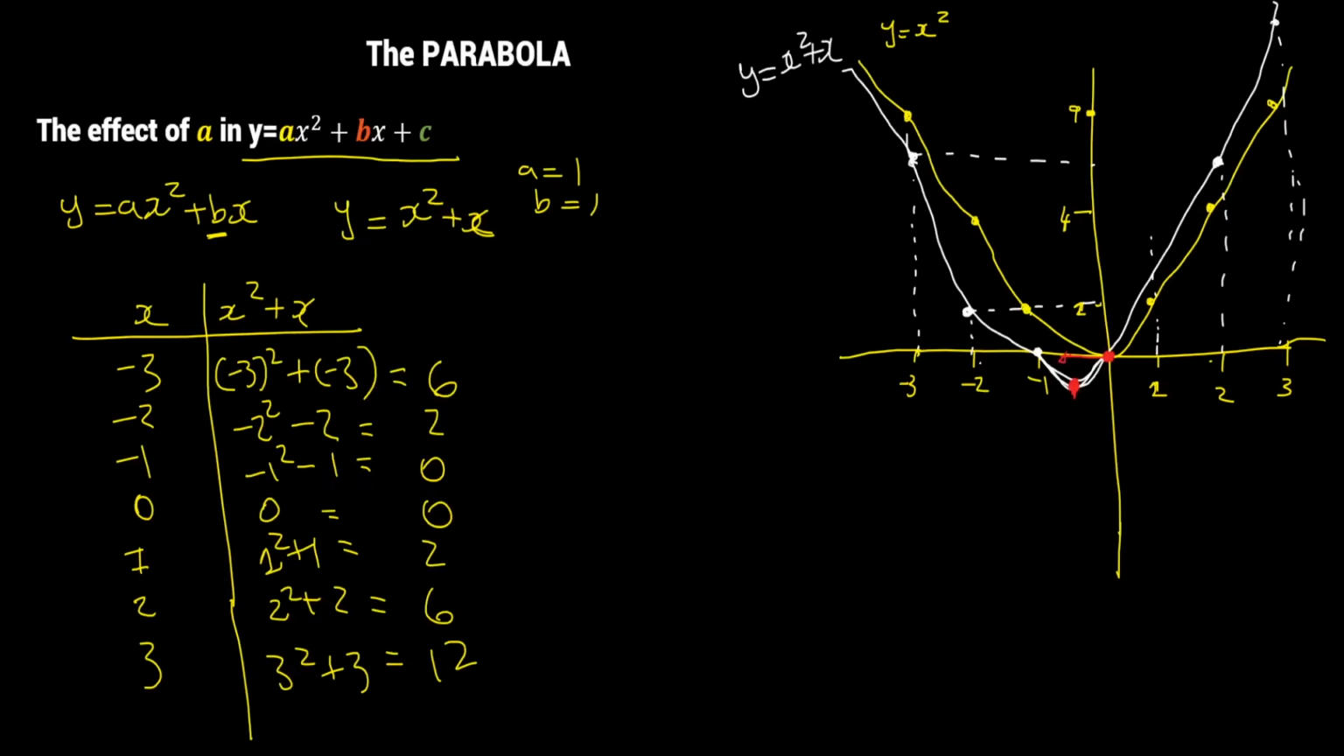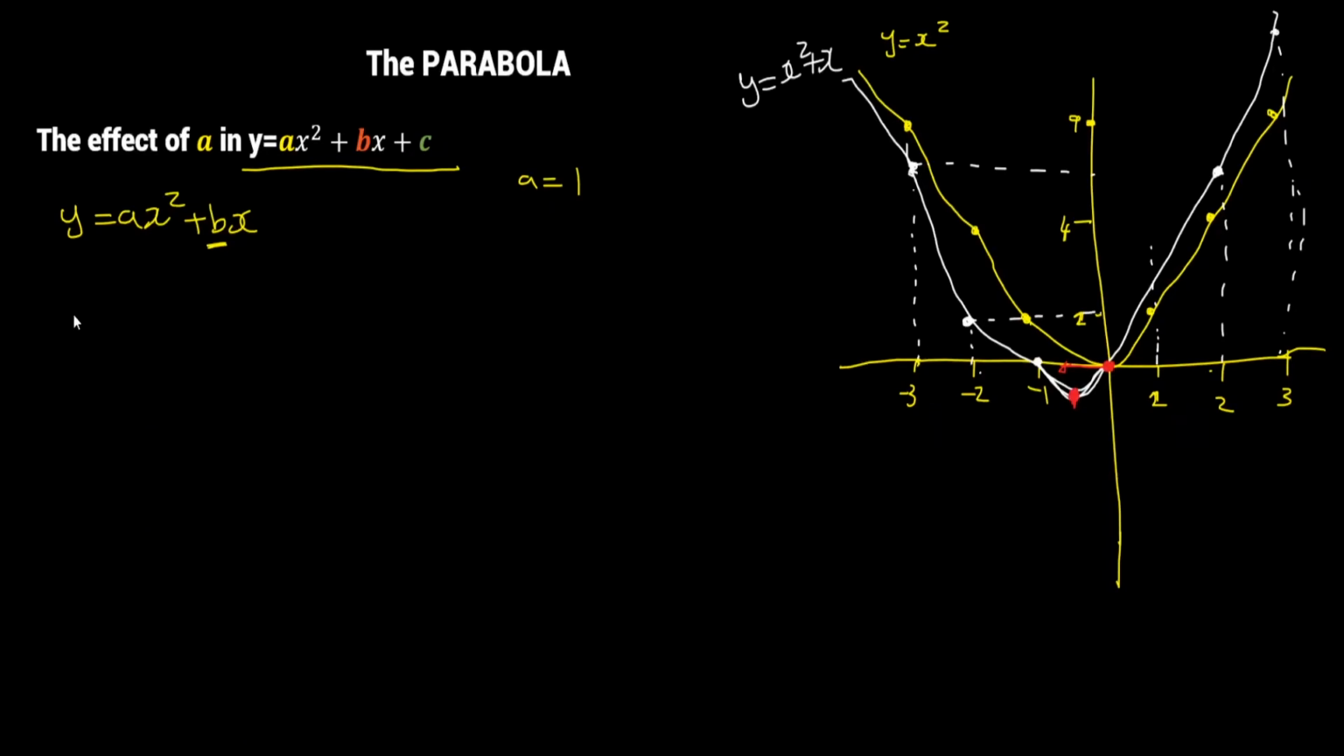So we can already see the effect of adding b onto the equation: when we add b, we are shifting to the left. We're going to have b as negative and see what happens. So now we have b equal to -1, and our equation is x squared minus x. We do the same thing.